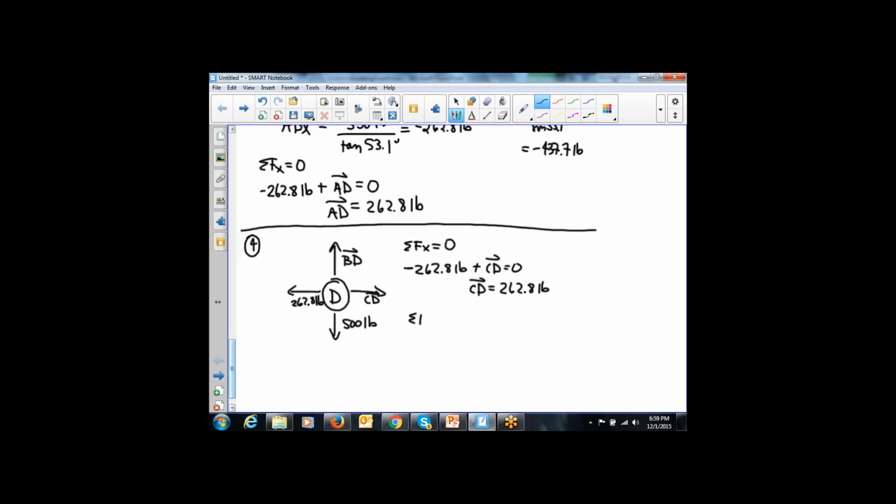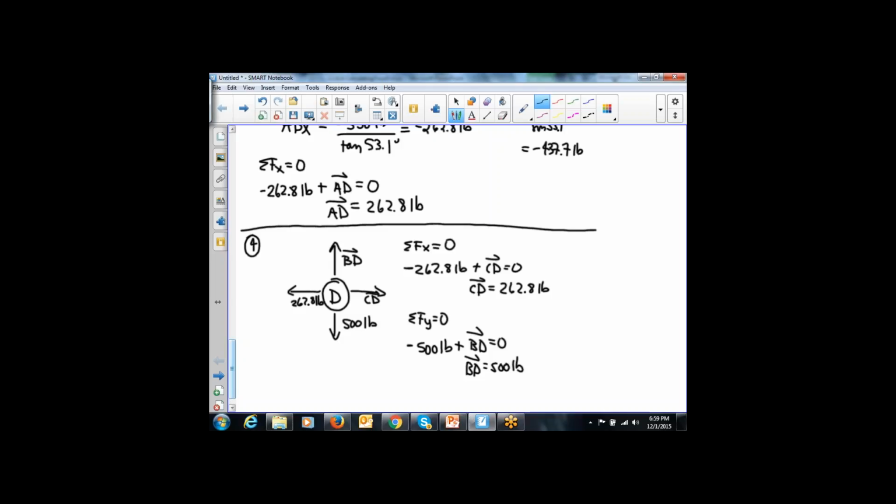Then I'm going to go ahead and sum the forces in the y direction. They're equal to 0. So I have 500 pounds going down, plus I have a BD, which is going up, so it's positive. That has to equal 0. So BD is equal to 500 pounds.